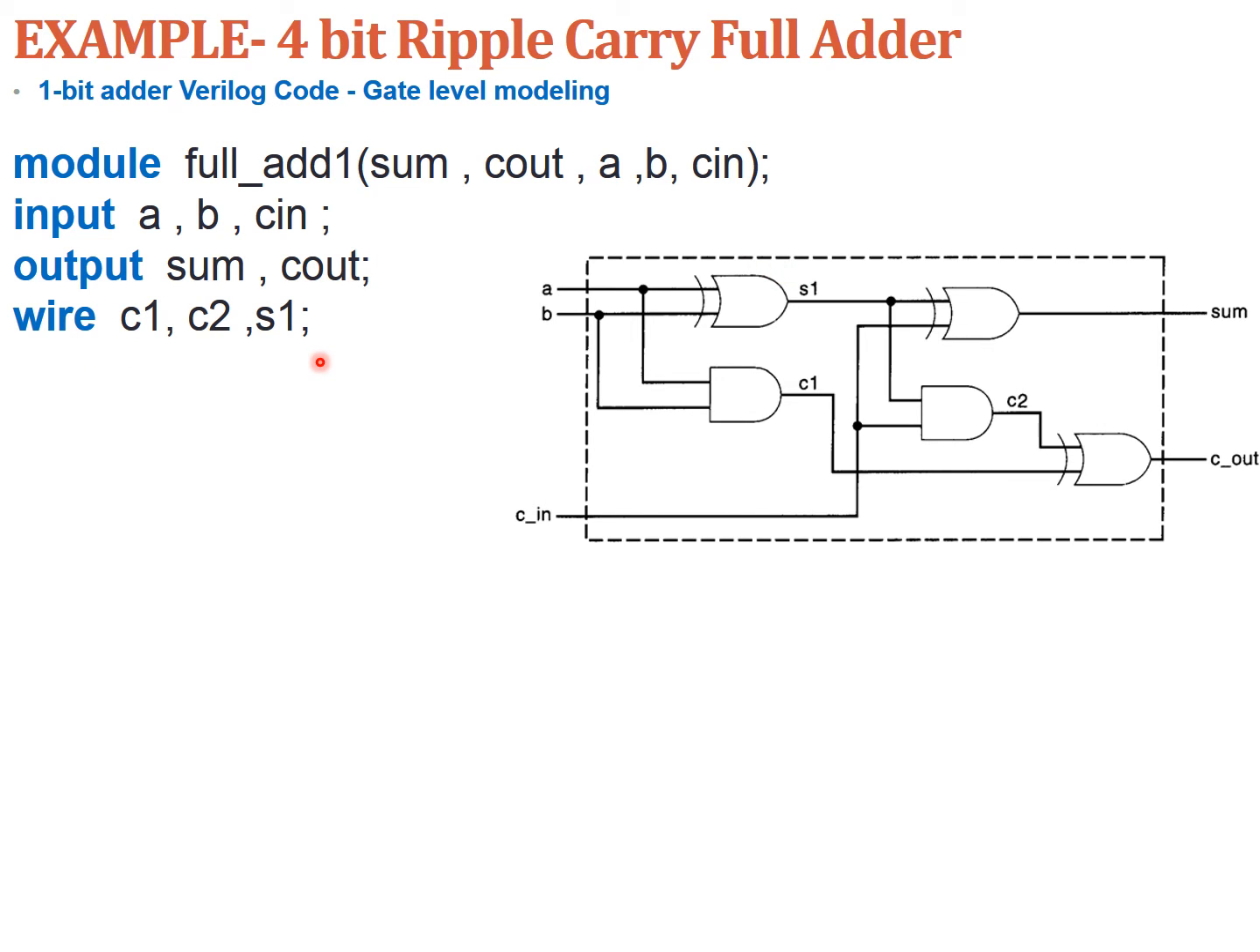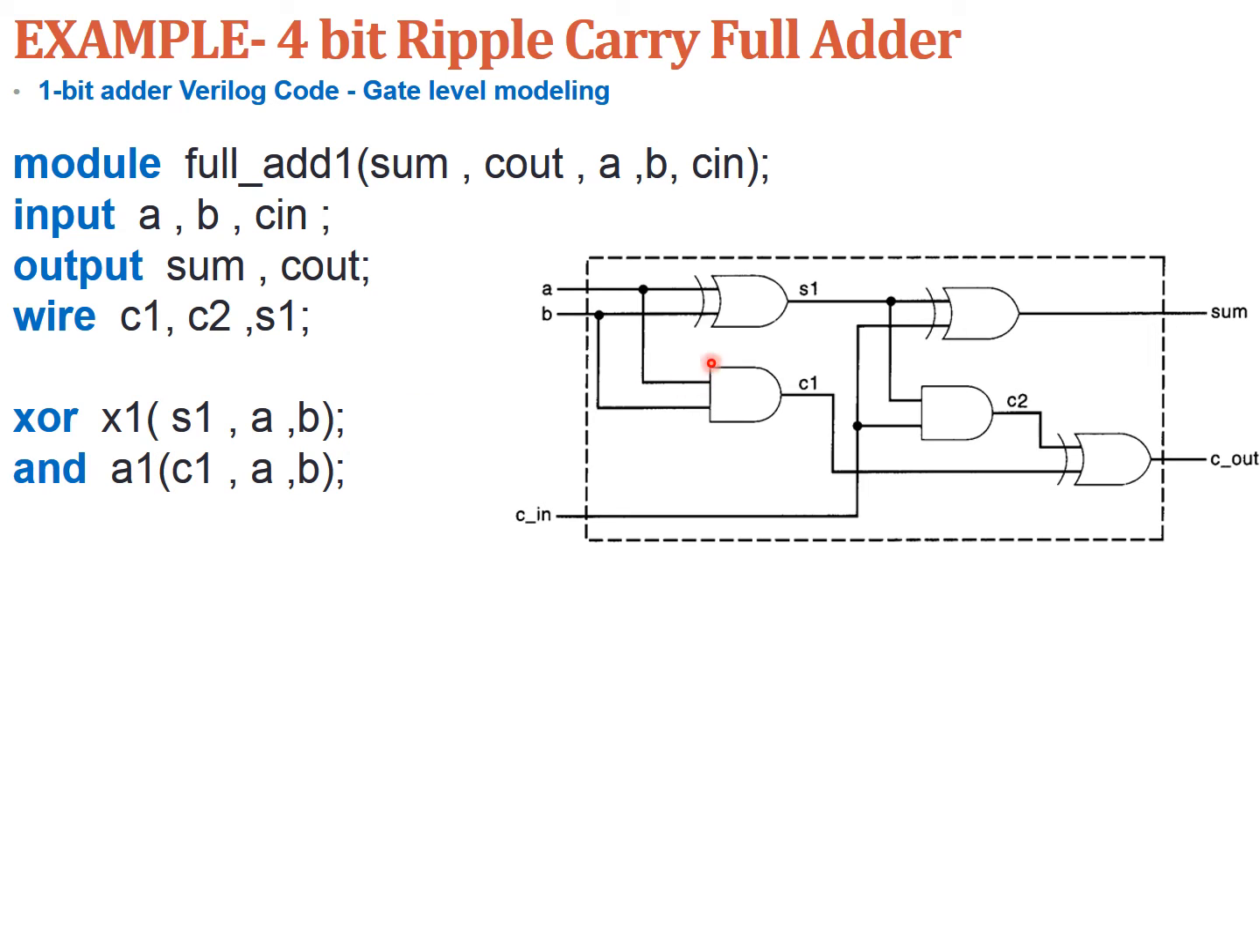Now that we have done all the declarations, it's time to instantiate the 5 gates in this diagram and pass the variables in the order of output, input. So let's instantiate the first XOR gate here. It's XOR. Let's give an instance name or a label x1. The output variable here is s1. The input variables are a and b. So it is s1, a, b.